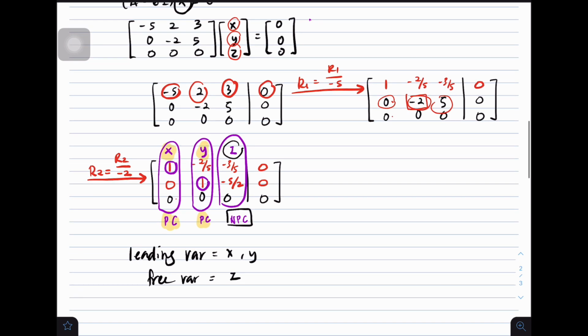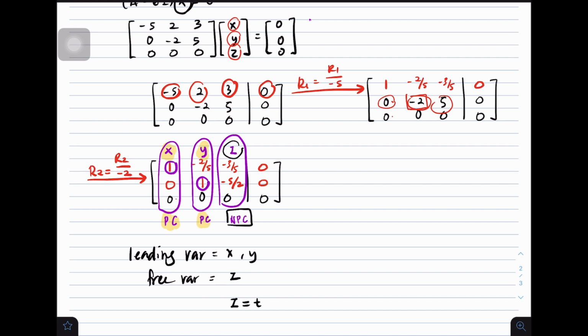So I told you before, we will let our free variable Z equal to T. Whenever you have a free variable, you will let your free variable equal to T. Okay, so this is the information.